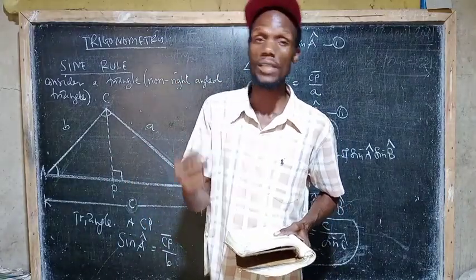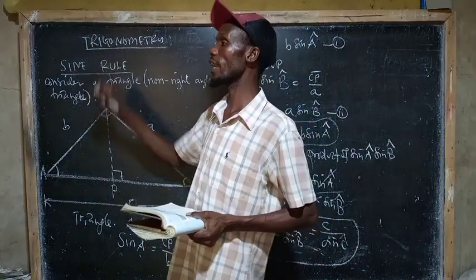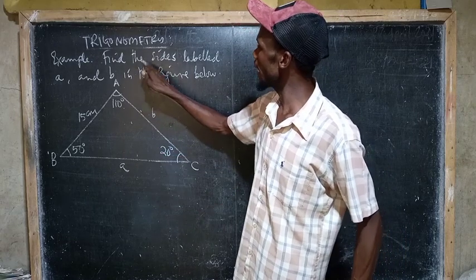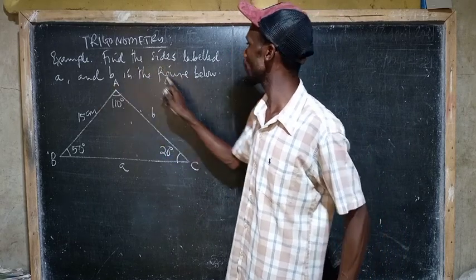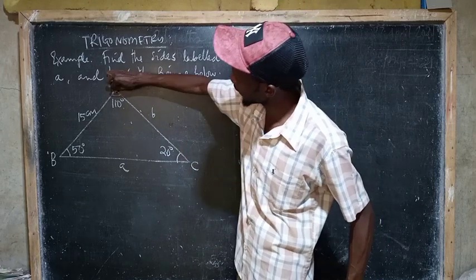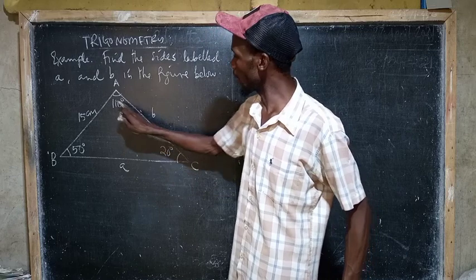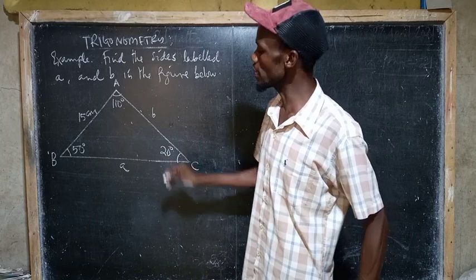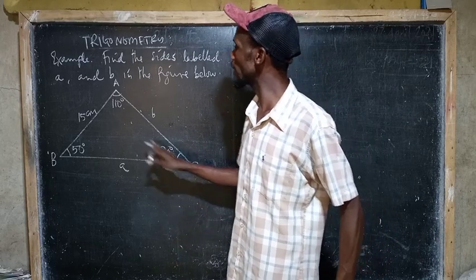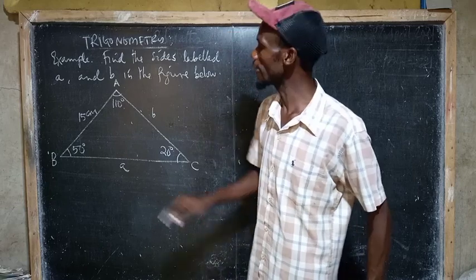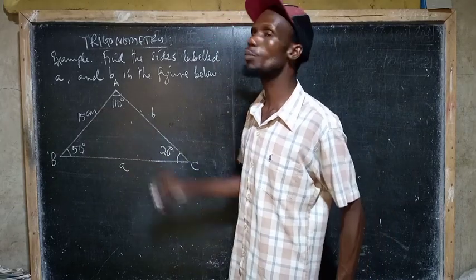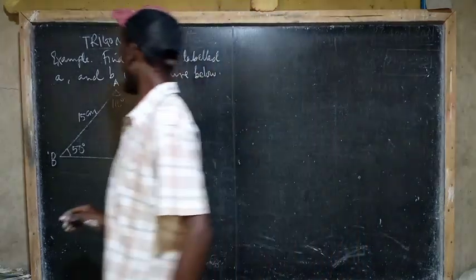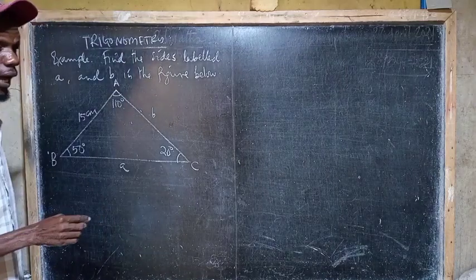Now let us see at least one example on how we can apply this sine rule. So the first example about sine rule is here. Find the sides labeled A and B in the figure below. When you look at this triangle, we've been given three angles and we have one side. So it is possible to use sine rule because we've been given at least two angles and one side. So by applying sine rule, kwanza tuandike kanuni yetu ili tuone which one we can use.